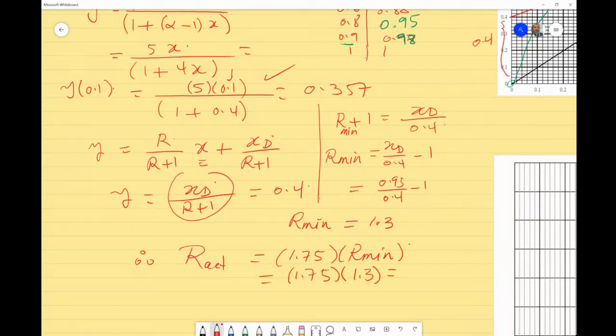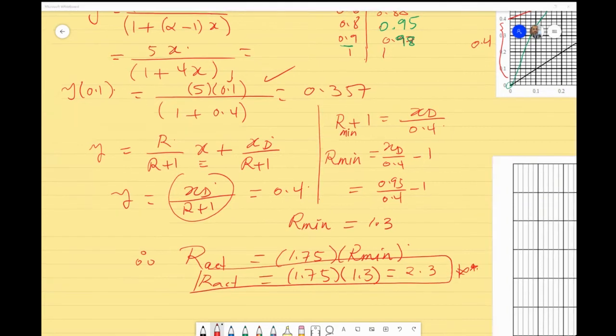So now that will be what? 2.27. Let's say 2.3. So now this is the value that I'm going to use in the Ponchon-Savarit method to determine the number of stages. So all we did so far is just to determine this value. Is this clear? Yes.